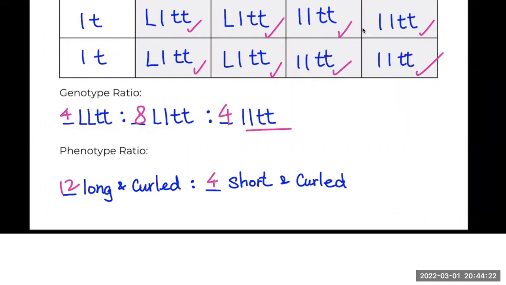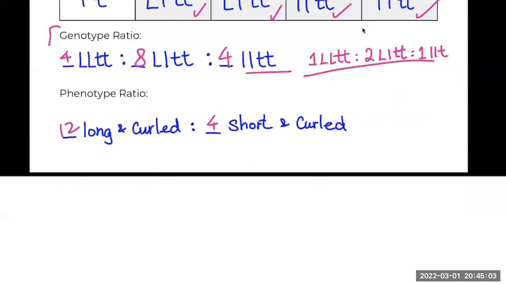Now, if you want to simplify a little bit, you can do the math and divide things. So for example, the genotype ratio right here, this is 4, 8, 4. So basically, if you divide it by 4, you can get a 1 to 2 to 1 ratio. So you can actually rewrite it and say 1 to 2 to 1. All right. So that's your final answer right here.